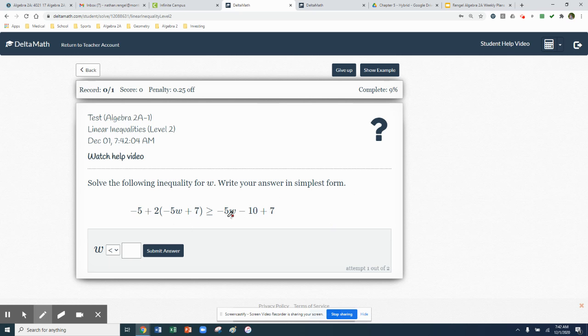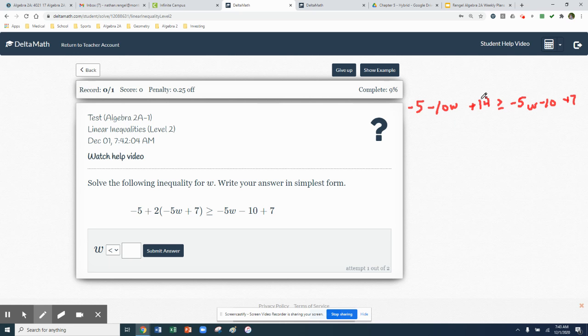All right, so next we are solving an inequality with some algebra. We'll start with our -5 here. Now this 2 needs to be distributed out, so I'm going to do that. That's going to make a -10w. And then it's going to make a +14 because I'm going to multiply 2 by both those terms. And since I'm doing the positive times the negative, that's going to make that -10w greater than or equal to -5w minus 10 plus 7. So there's going to be my inequality.